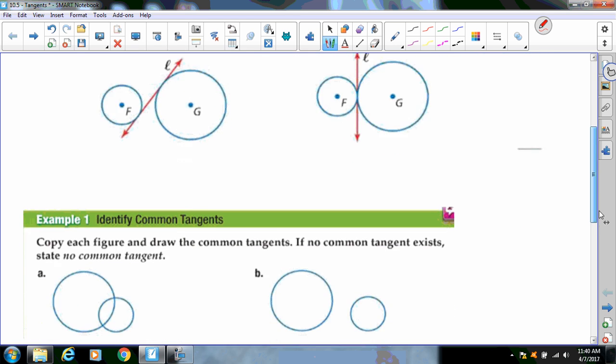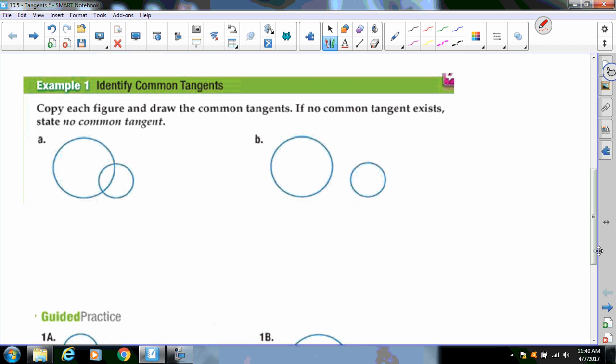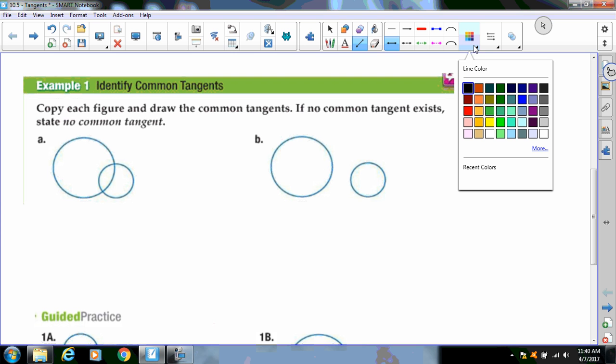In example 1, we're going to identify common tangents and draw them in. You want to make sure you have a ruler for this because it's just easier. I'm just going to use my lines up here. We're looking for common tangents, so is there a line that will touch both circles in one spot each?